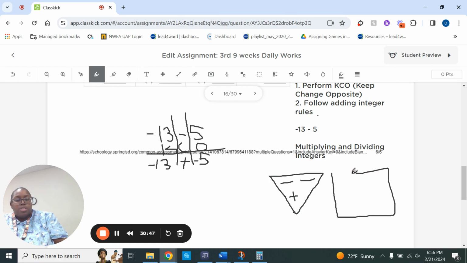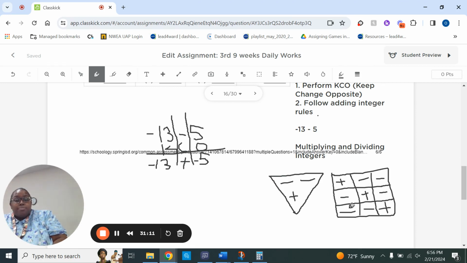Honestly, I am partial to the tic-tac-toe box or the box because it has any combination and it works in almost every direction possible. So for the box, you do one diagonal of positives and then every other box is negatives. And then you follow the sign. I did negative to negative. That gives me a positive answer. I did negative to positive. That gave me a negative answer. I did positive to negative. That gave me a negative answer. I did positive to positive. That gave me a positive answer.